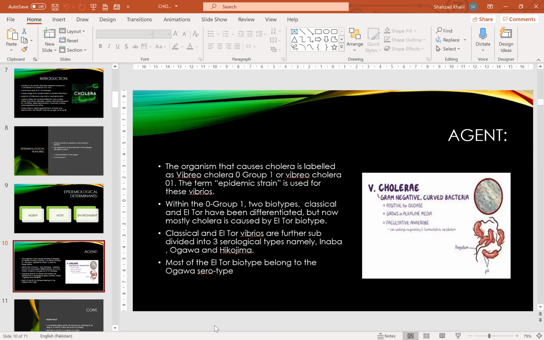Agent. Vibrio cholerae is a gram-negative curved bacterium, positive for oxidase, grows in alkaline media, and is a facultative anaerobe. The organism that causes cholera is labeled as Vibrio cholerae O group 1, or Vibrio cholerae O1. The term epidemic strain is used for these Vibrios. Within O group 1, two biotypes, classical and El Tor, have been differentiated, but now mostly cholera is caused by the El Tor biotype. Classical and El Tor Vibrios are further subdivided into three serological types, named Inaba, Ogawa, and Hikojima. Most of the El Tor biotype belongs to the Ogawa serotype.